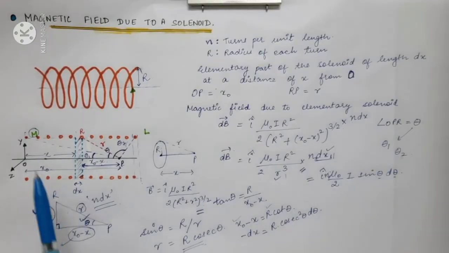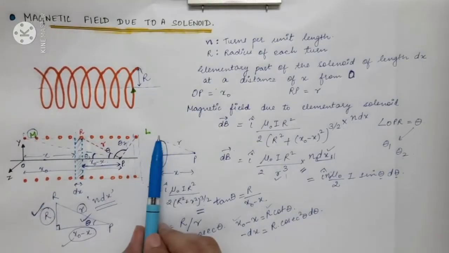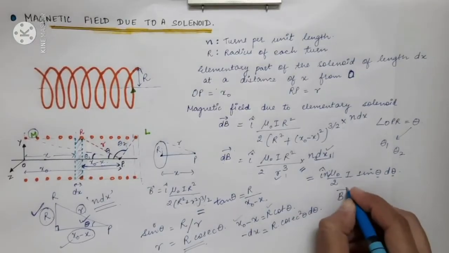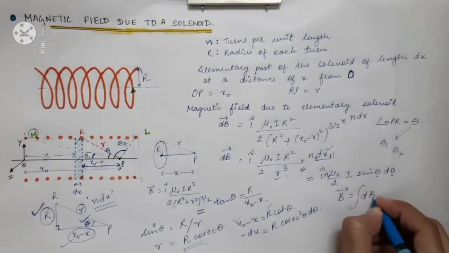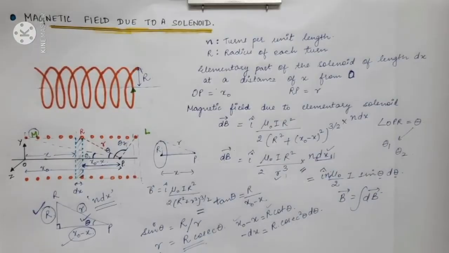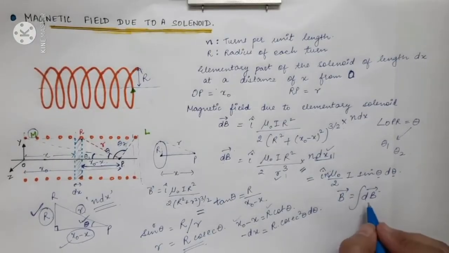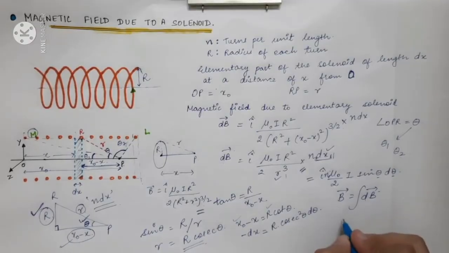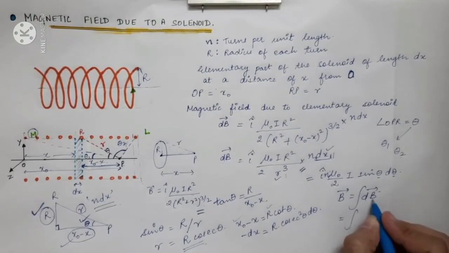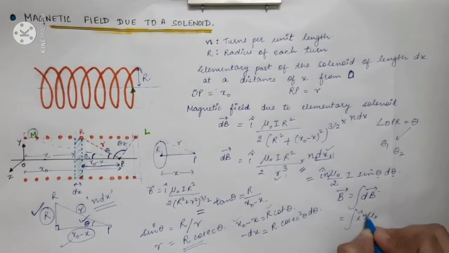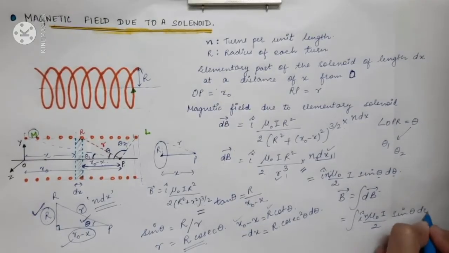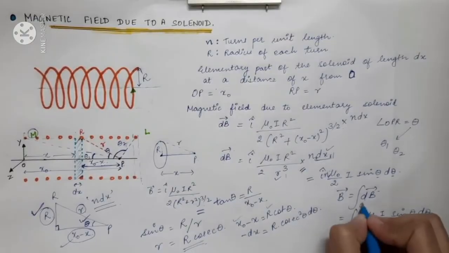So if you want to find the magnetic field due to the whole solenoid, in that case you will do integration of dB vector, and you have to write down the limits along with this. So what is dB vector? That is I cap mu naught n I by 2, then sine theta d theta, and what are the limits? Theta 1 to theta 2.